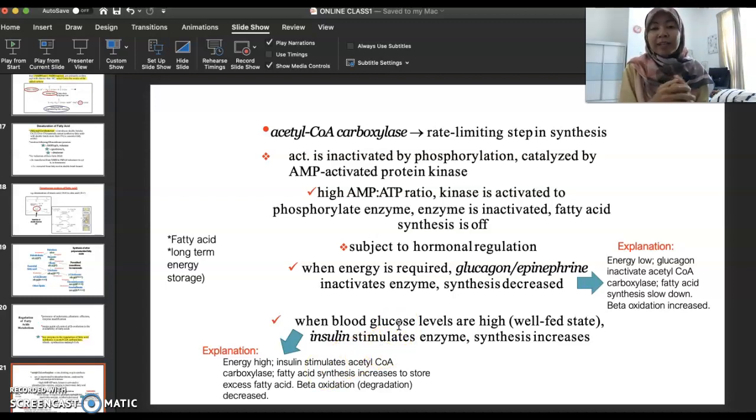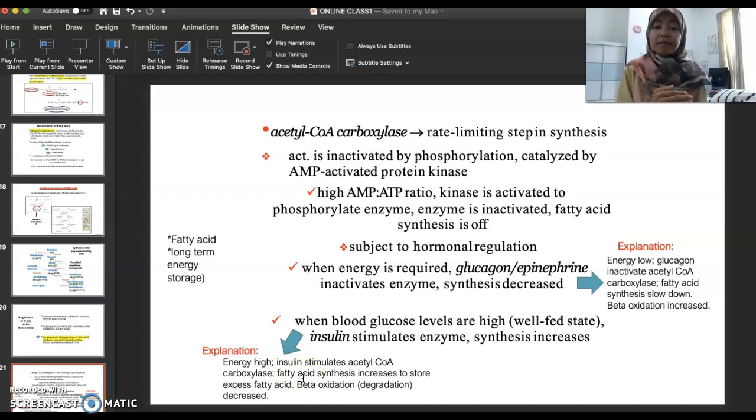Okay, maknanya kamu cukup makan dan sebagainya. So here, when the energy is high, the insulin stimulates acetyl-CoA carboxylase. So fatty acid synthesis increases, to store the excess fatty acid. But your beta oxidation will slow down, will decrease. Sebab kamu dah cukup tenaga.